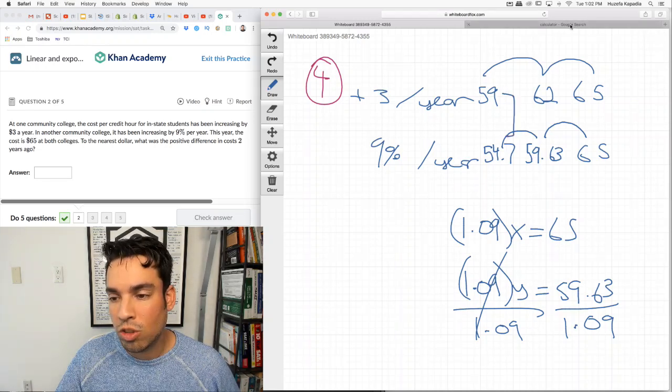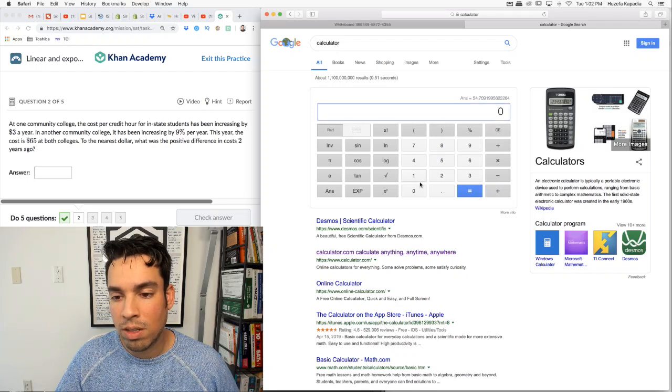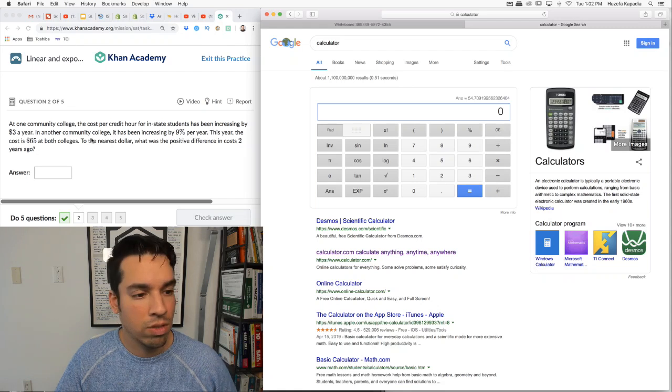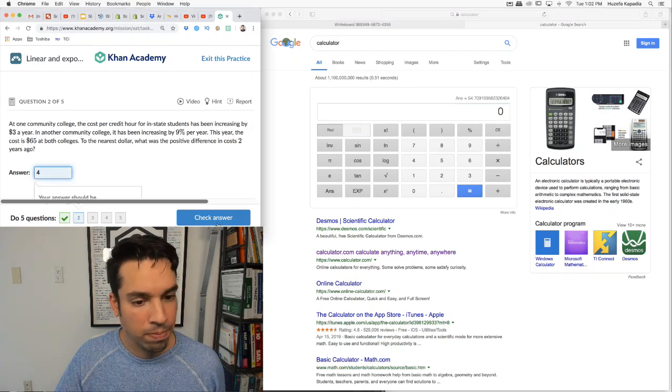Let's just double check, make sure we got the exact same thing. 1.09 squared, and then I said 65 divided by the second answer. Yeah, it's the exact same. So there we go. So to the nearest dollar, the positive difference was 4.